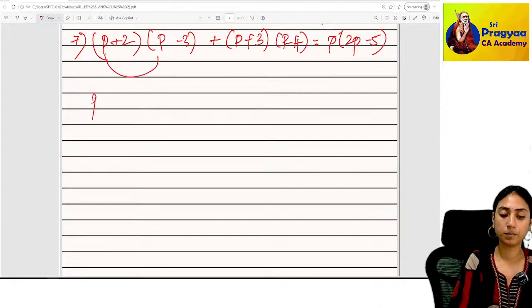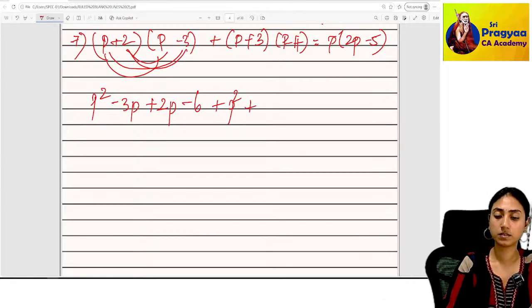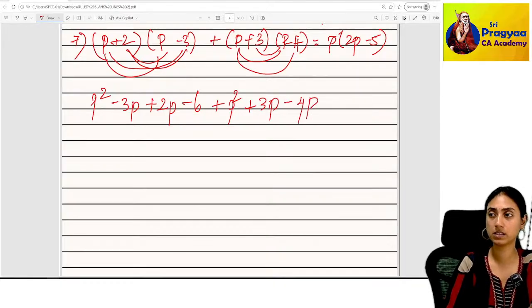Multiply inside. p squared minus 3p plus 2p, second term. Then minus 4p minus 12 is equal to 2p squared minus 5p.